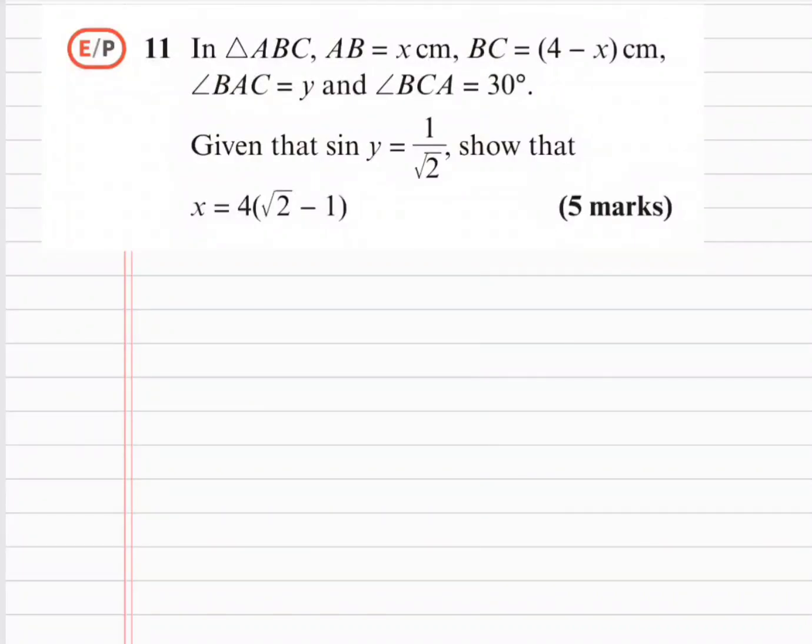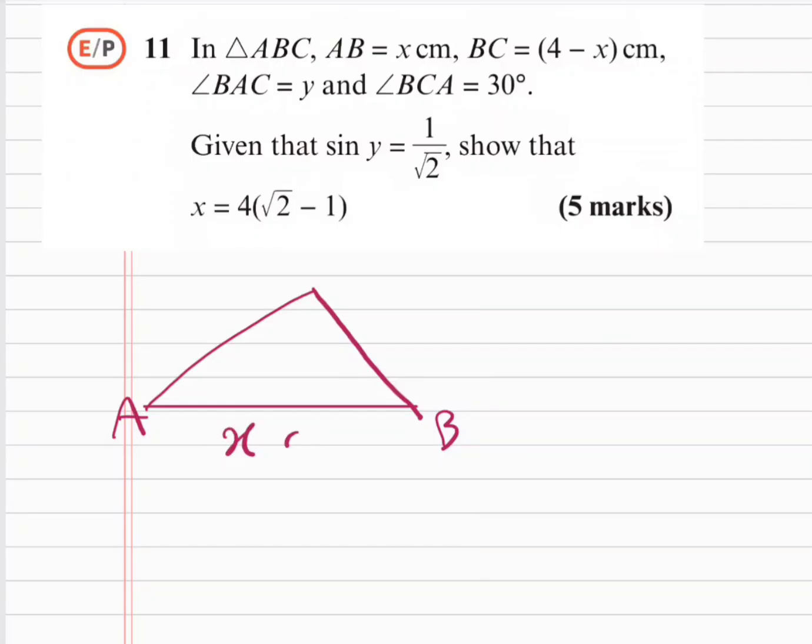Everyone, this video is on Exercise 9B, question 11. We have a triangle ABC where AB is x centimeters. Let's just draw a random triangle first and then label it. AB is x centimeters, and then BC is 4 minus x centimeters. Angle BAC is y, so that's here, and angle BCA is 30 degrees, which is here.